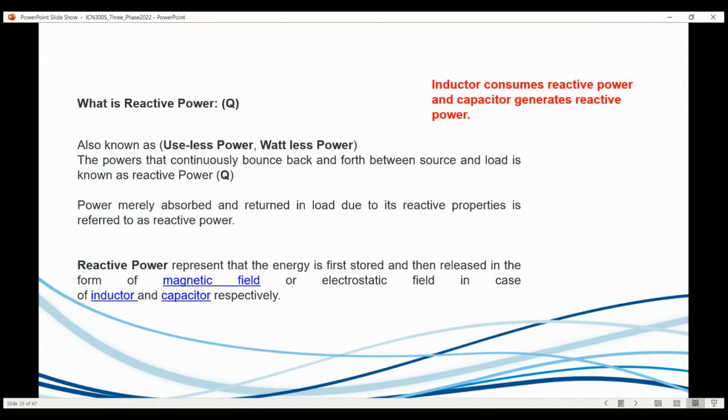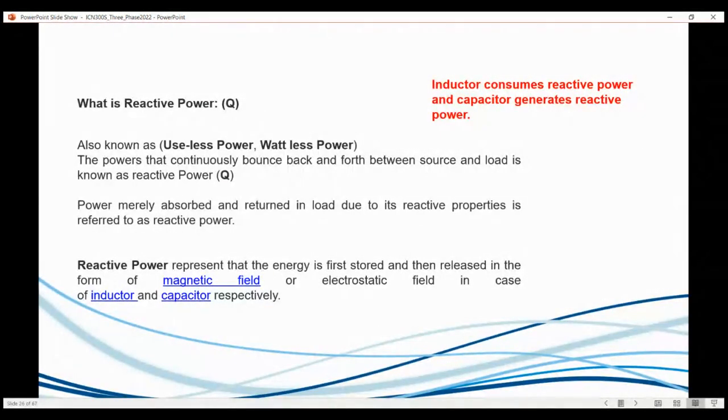Okay, so what is the reactive power? Just to really bring it forward again, it's also known as useless or worthless power. Sometimes they use terminology within the questions. And it says the power that continuously bounces back and forth between the source and load is known as reactive power. Obviously, it's for the magnetic field. And they say the power merely absorbed and returned in the load due to its reactive properties is referred to as reactive power. I'm just giving a few definitions here.